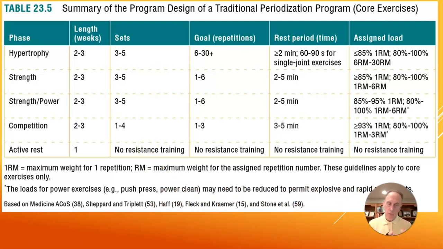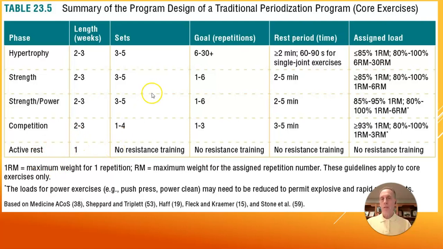There's a couple tables that they provide you, but this is one of them. And if you remember that pyramid we had, and we talked about hypertrophy, strength, power, competition, active rest. When you look at this table, what you have is a 2 to 3 week mesocycle, 2 to 3, 2 to 3. So really you have 2, 4, 6, 8, or 3, 6, 9, 12, somewhere between an 8 to 12 week program with 1 week of active rest.